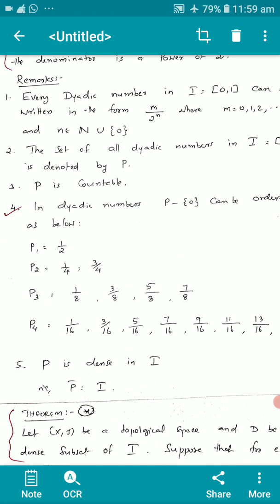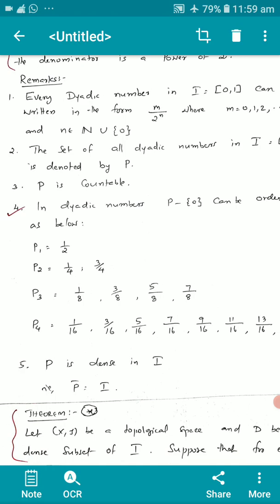Similarly, what is P3? 1 by 2 cubed, that is 1 by 2 raised to 3, 1 by 8. Then next 3 by 8, next 5 by 8, next 7 by 8. And P4 is in the same way 1 by 2 raised to 4, that is 1 by 16 onwards: 1 by 16, then 3 by 16, 5 by 16, 7 by 16, 9 by 16, 11 by 16, 13 by 16, and finally 15 by 16. That is the ordering. Clearly P is dense in I, or P bar equals I.